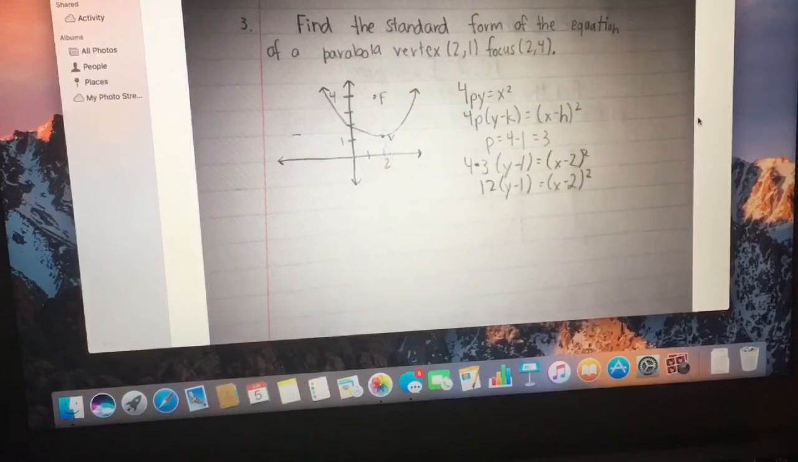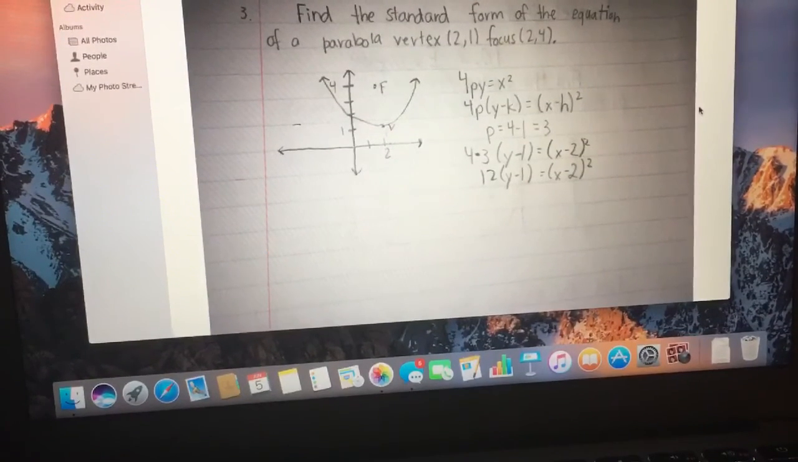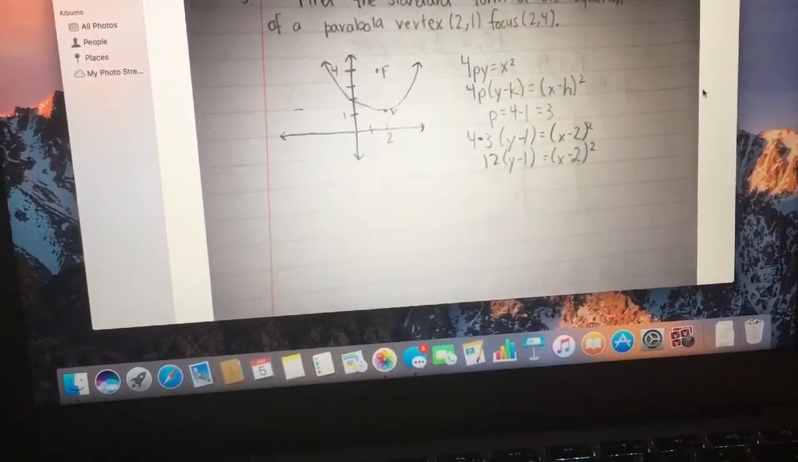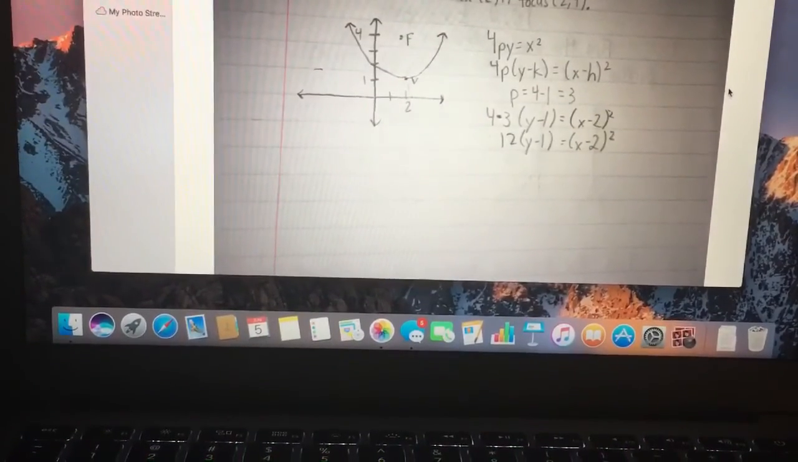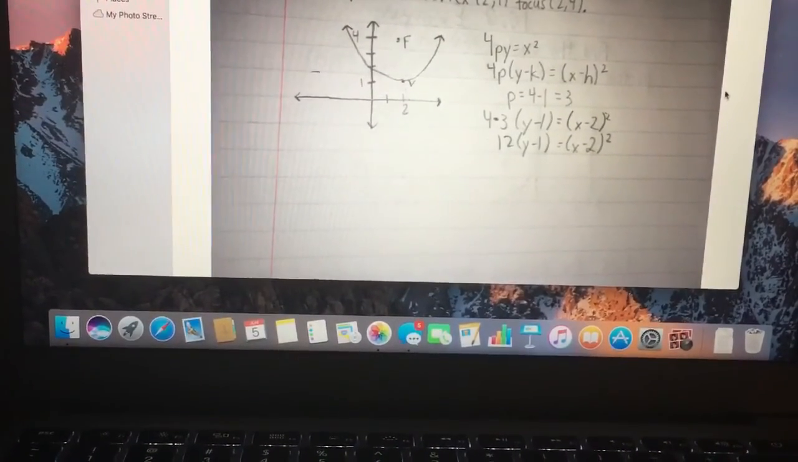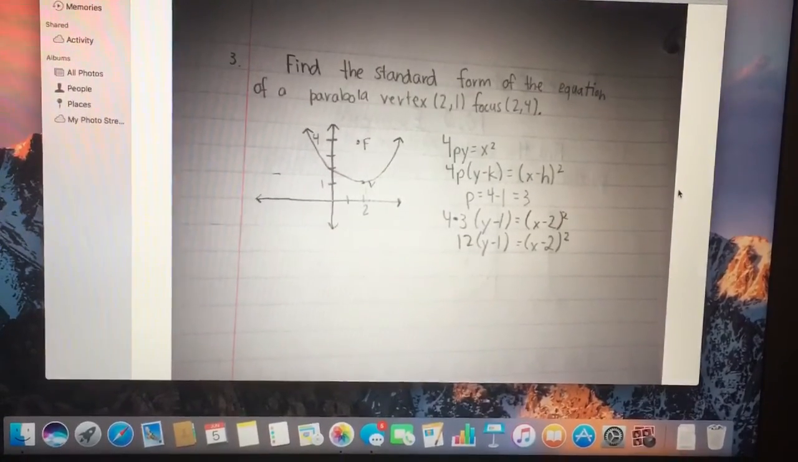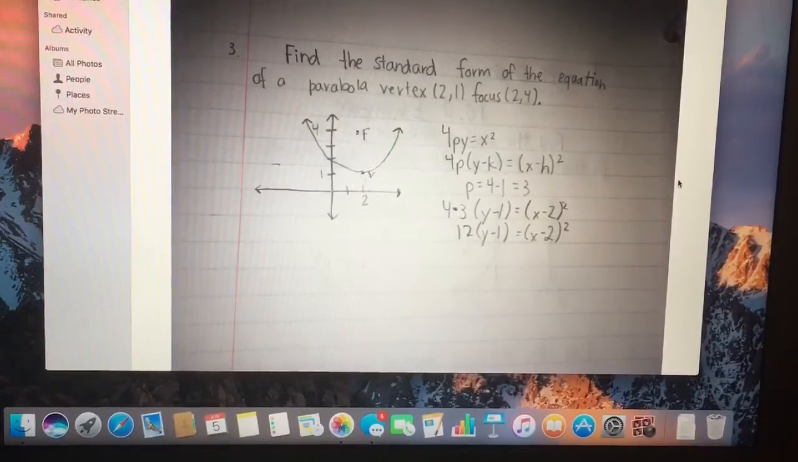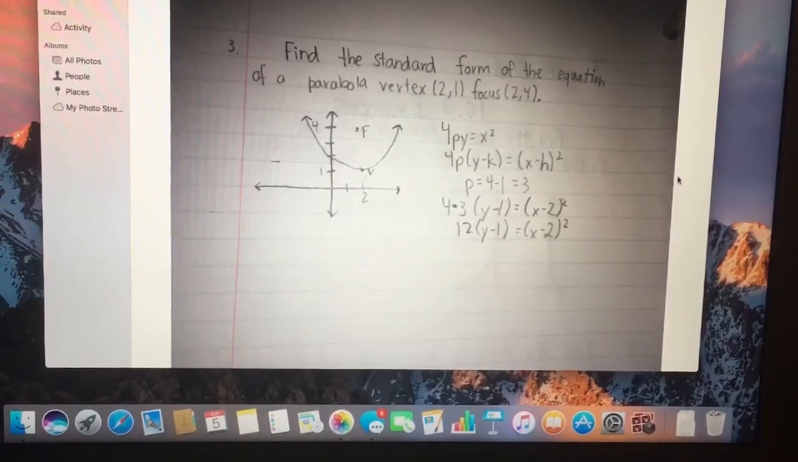So the next problem is find the standard form of the equation of a parabola vertex (2, 1), focus (2, 4). So the first thing we do is sketch a graph, so we know where the parabola is going. So my vertex is at (2, 1), so it's right there. So my focus is at (2, 4). So here's (2, 1), 2, 3, 4. So my focus is up here.